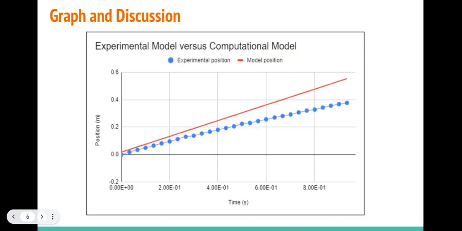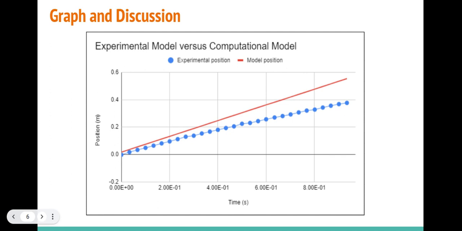On this slide, I included my graph titled Experimental Model versus Computational Model. The x-axis is time in seconds and the y-axis is position in meters. By looking at the graph, you can see that the experimental and computational models started off similar, but really started to diverge as more time passed and as the graph moved further along the x-axis.